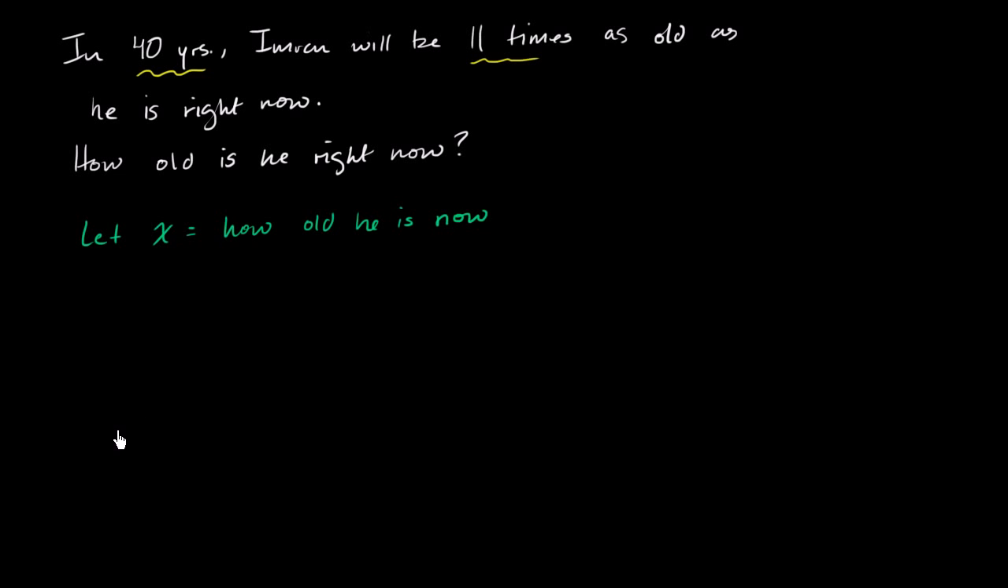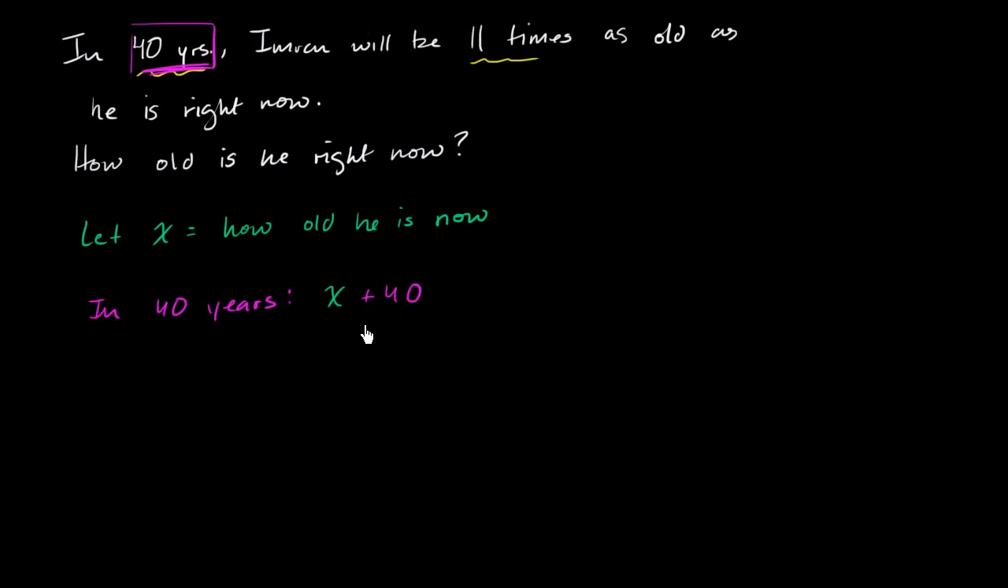Now, what do we know about how old he will be in 40 years? Well, he's going to be how old he is now plus 40. So let me write that down. So in 40 years, Imran is going to be x plus 40, plus this 40 right over here. But they give us another piece of information.